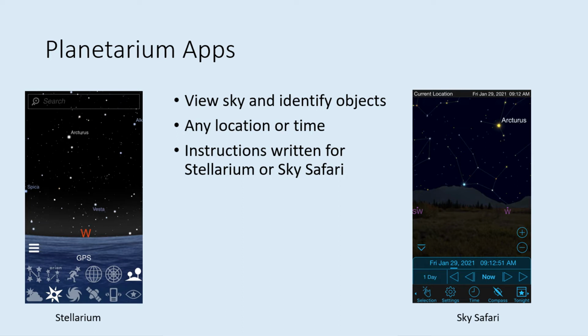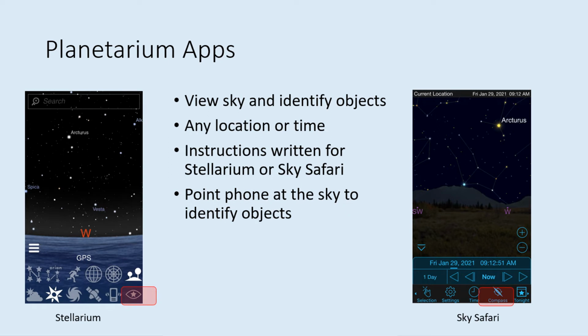Note that there is one feature that many phone and tablet-based apps have that is very helpful for watching the sky. You can set them so that they show you what is in the sky in whatever direction you're pointing your device. You won't need that for this lab, but it does help you if you're out observing the night sky.